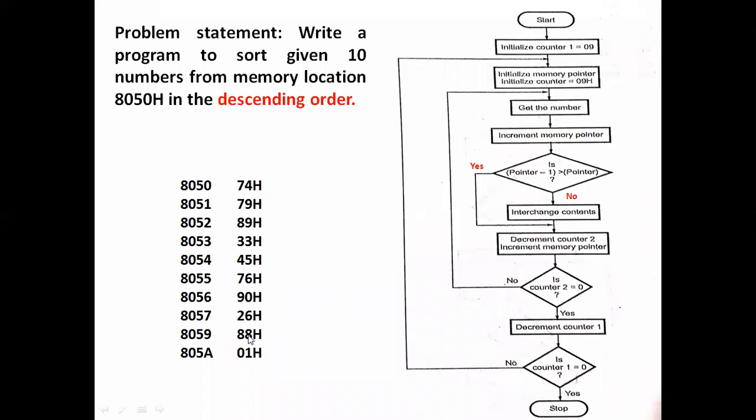If there are 10 numbers, we have to adopt 9 rounds, and in each round we have to do 9 comparisons. So it means there are a total of 9 into 9, 81 comparisons which will take place.